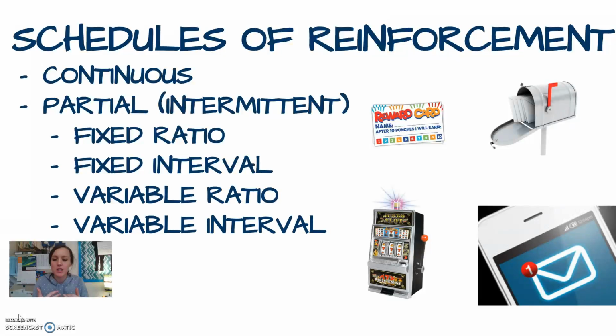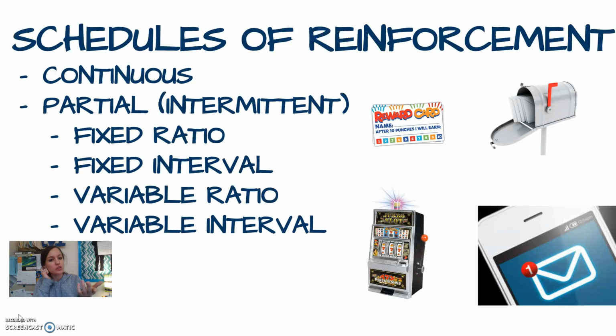Variable, when I see that at the beginning, that tells me that the reinforcement is changing. So every time that it is given, it changes. The next time, it's not always set when the reward is given. When I see the word ratio at the end, ratio tells me that this is based on the number of behaviors. So we'll start with fixed ratio. Ratio means a number of behaviors and fixed means that it's set. So fixed ratio means there is a set number of behaviors that have to occur before the reward is given.